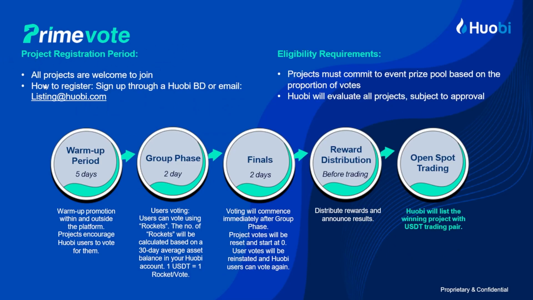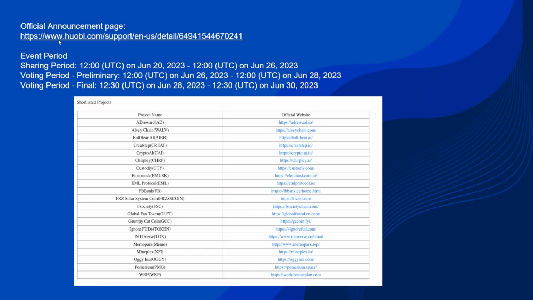So how do you actually sign up and how does all of this work? So the project registration period, all projects are welcome to join. You need to sign up if you are a project, and for the eligibility requirements, they need to commit to the event prize pool based on proportion of votes, and Huobi will evaluate all of the projects. So there's a warm-up period, the group phase, final, rewards distribution, and then open and spot trading.